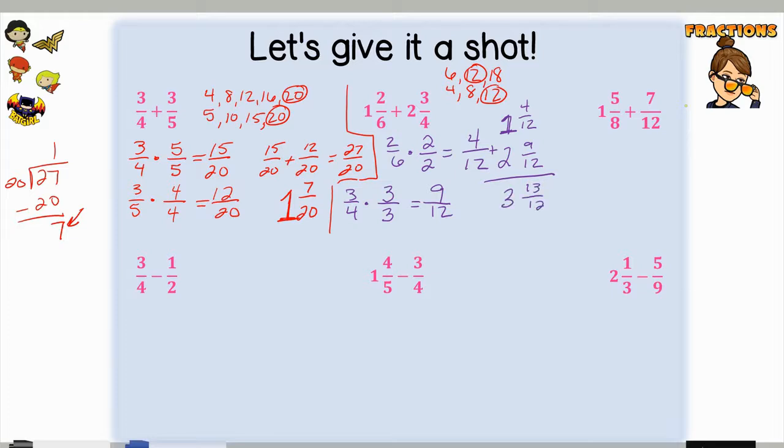I can't leave 13/12 like that. And I know that if I take my 13 pieces and put them into groups of 12, I can make one whole group. And then I'm going to be left with 1 left over. So I'm going to add that 1 to the 3, and I get 4. I have 1 left over when I do that out of 12.